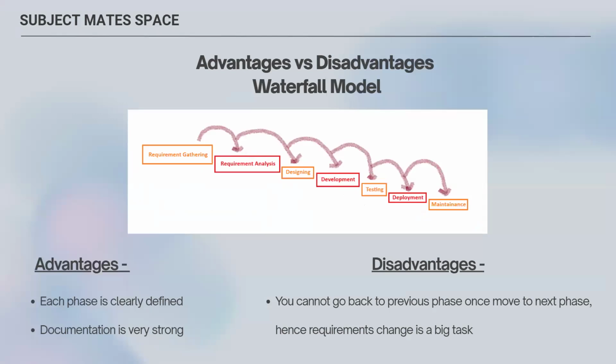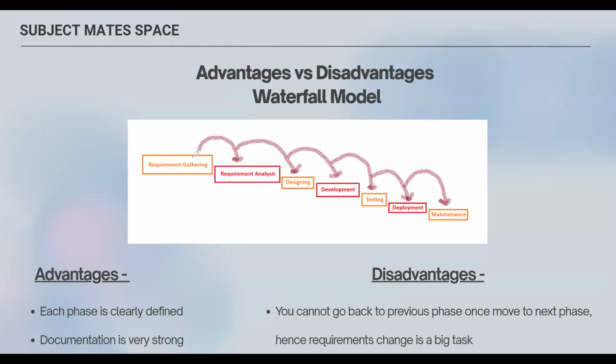Okay. So we have understood waterfall model, but let us understand what the advantages and disadvantages are. Now, what is the advantage? The documentation is very strong. It means after phase one, documentation is done, after phase two, documentation is done, the documentation is perfect, and the process of each phase is perfect. Each phase is clearly defined, what we need to do in each phase.